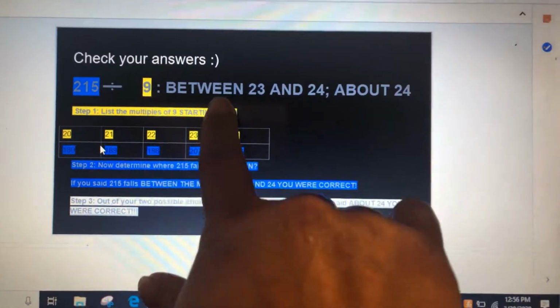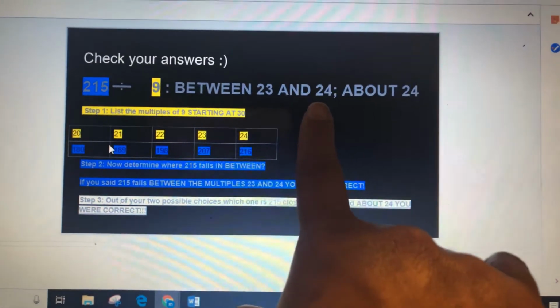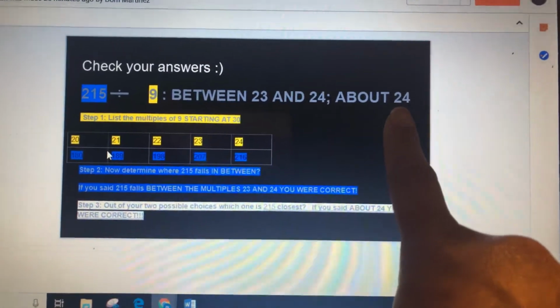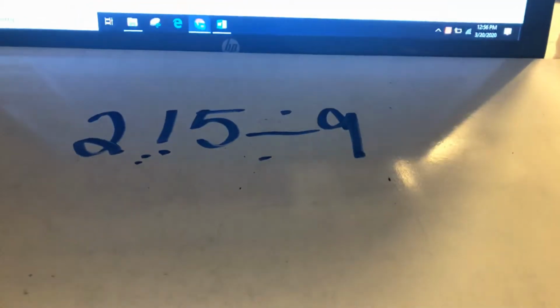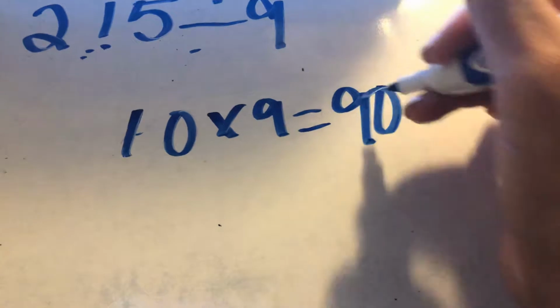215 divided by 9 falls between 23 and 24. So it's about 24. If you're doing these big numbers, remember, once again, we're going to take the number. So I'm going to go back over how we do it. If you forgot, 215 divided by 9. Okay, now since it's such a big number, I want to find out what two numbers I can kind of get closer to. So we're going to do my multiples of 10. So 10 times 9 equals 90, right?